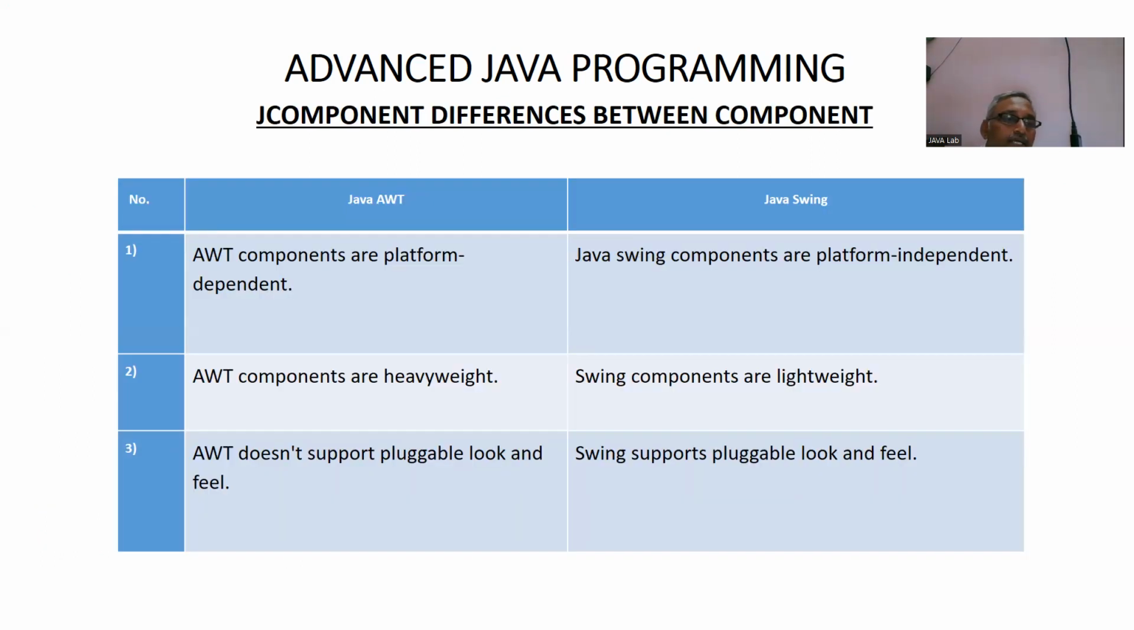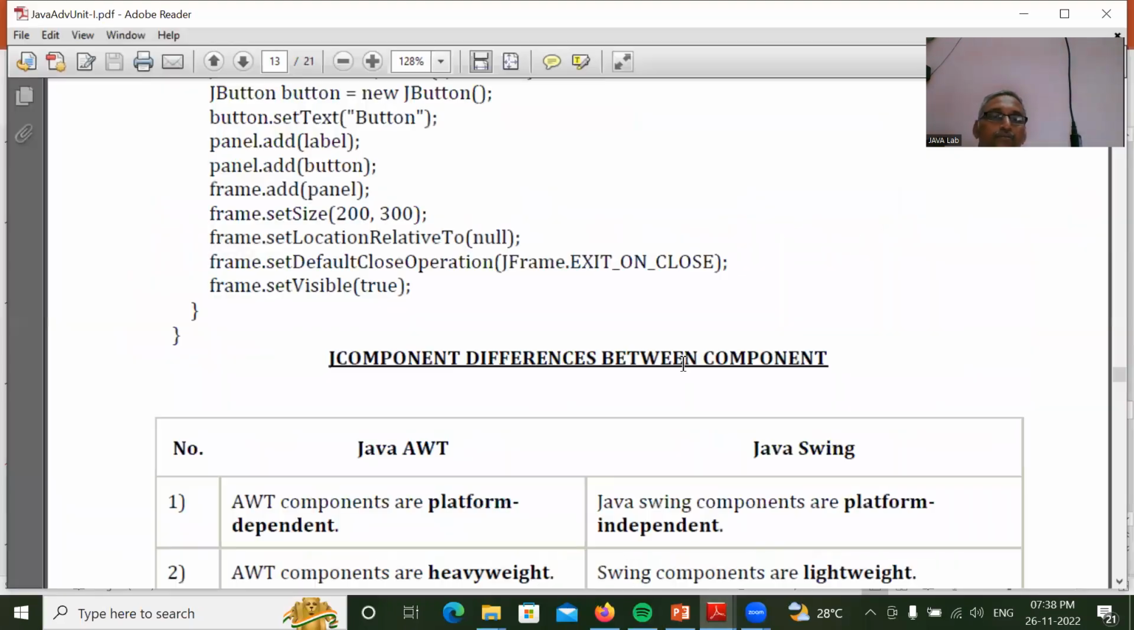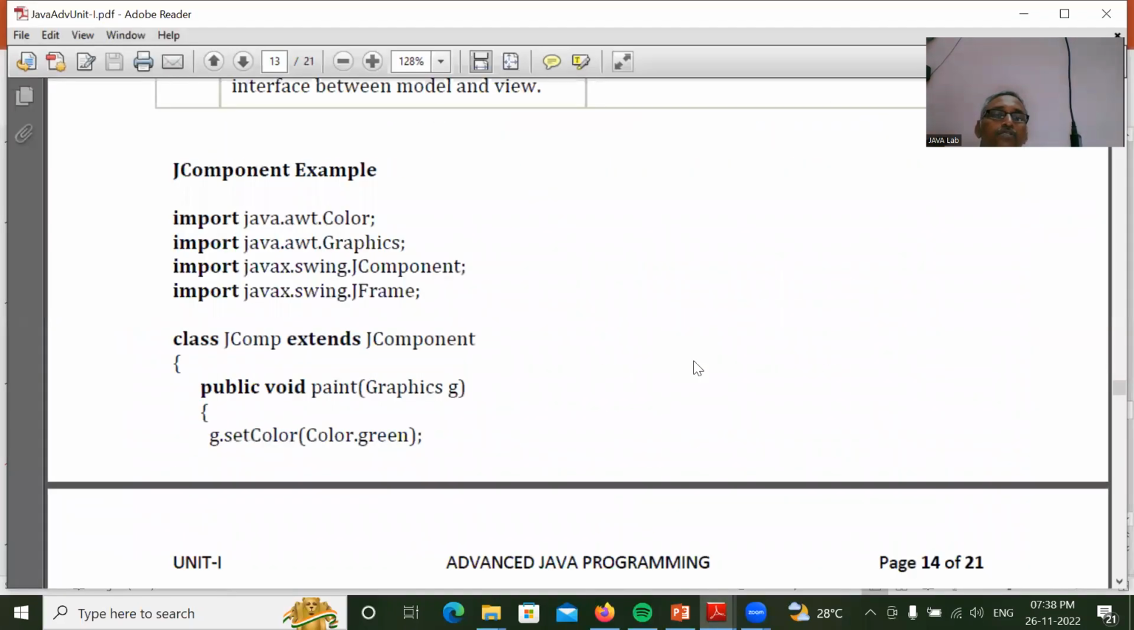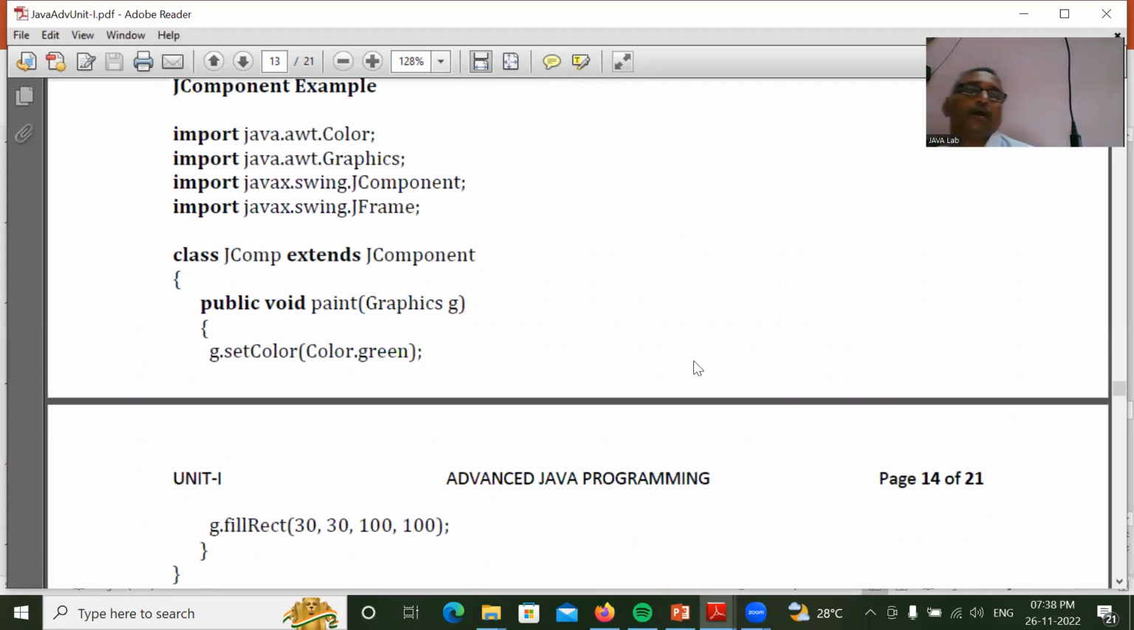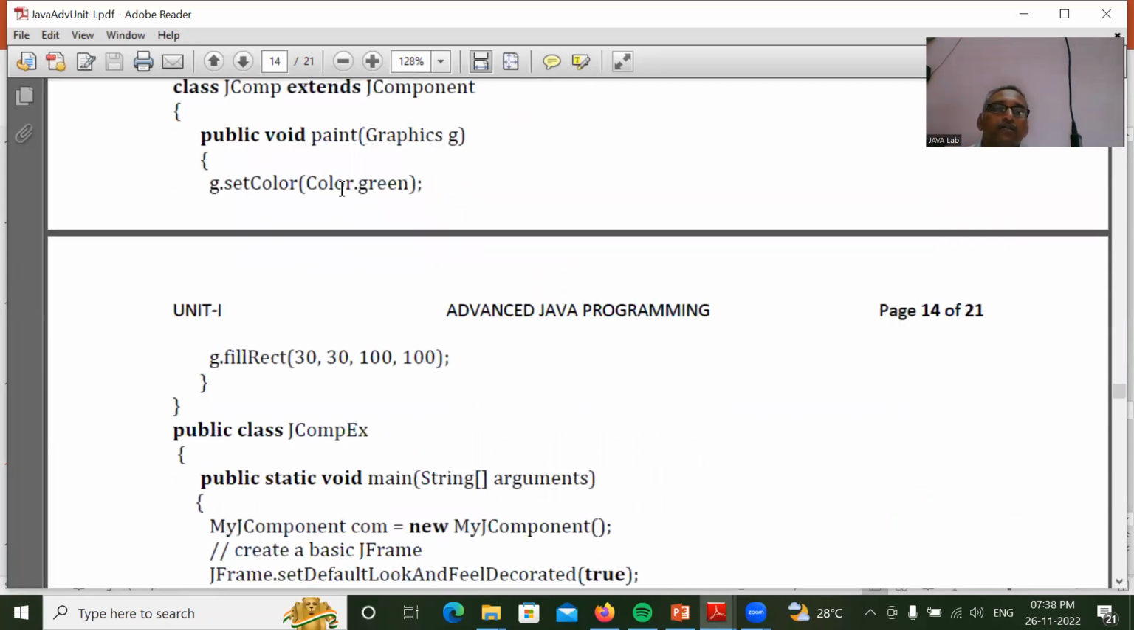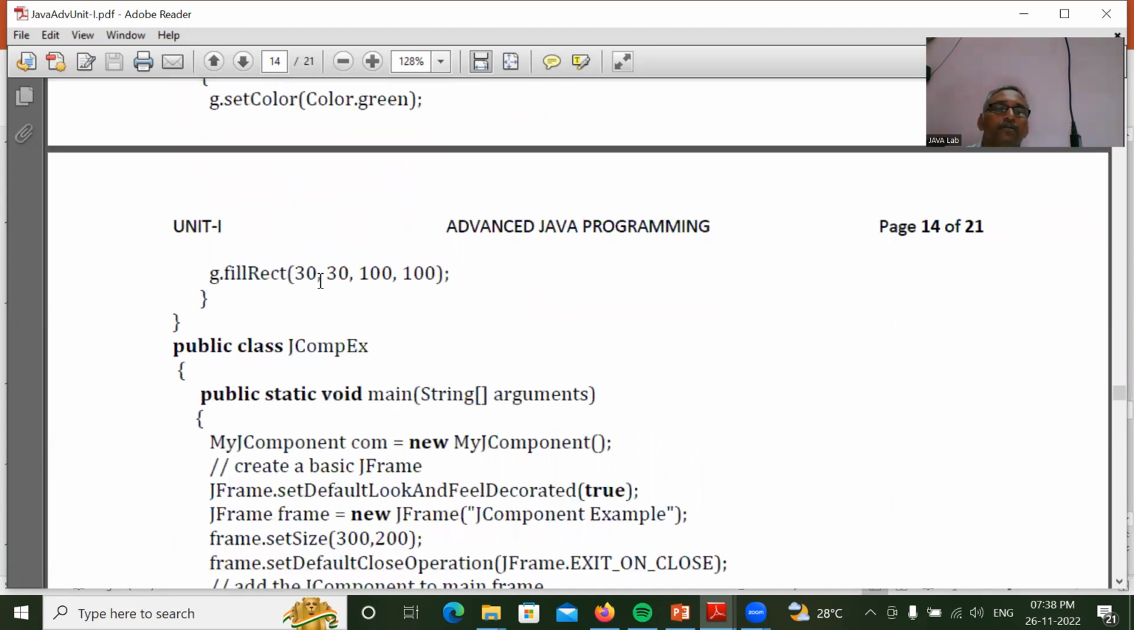Now we will see the JComponent example. Import java.awt.Color, import java.awt.Graphics, import javax.swing.JComponent, and import javax.swing.JFrame. Class MyJComponent extends JComponent. Public void paint method. Here g.setColor(Color.green), I am setting the green color. Next, g.fillRect, which sets the size.